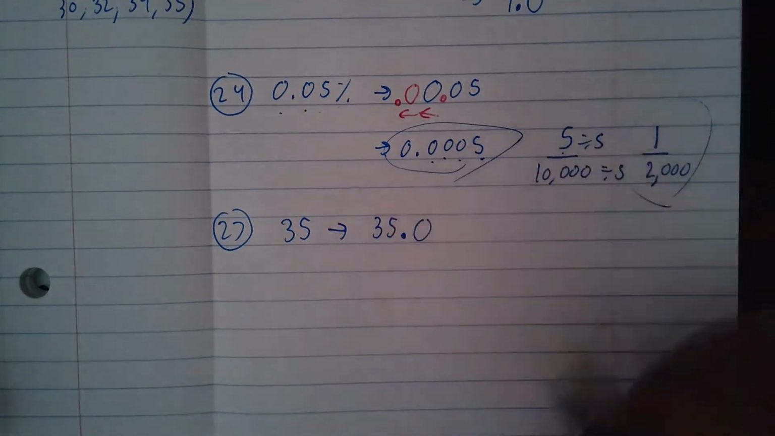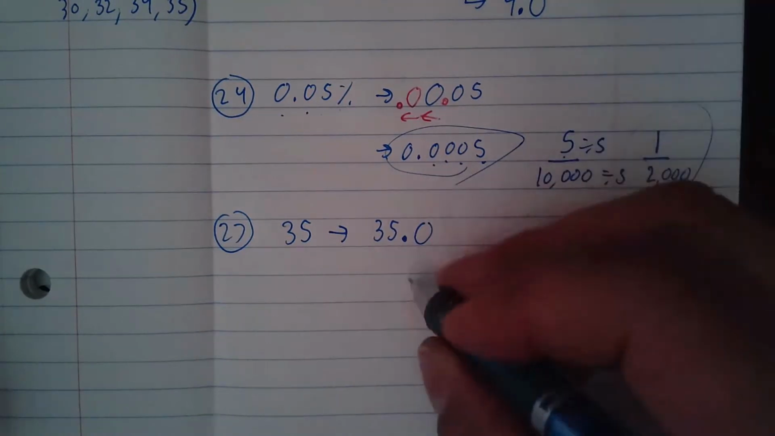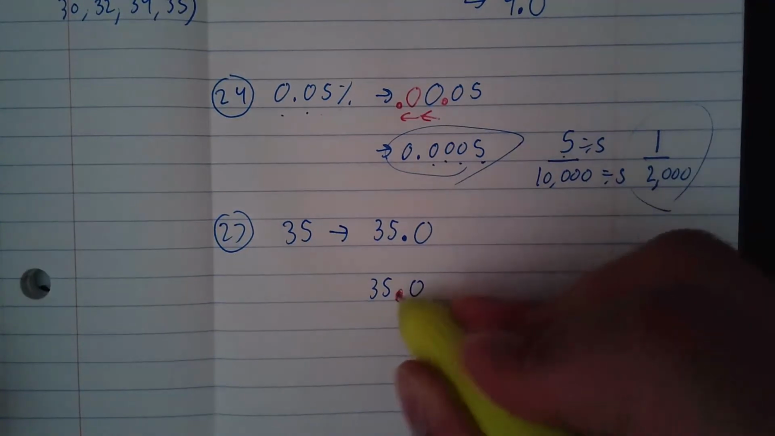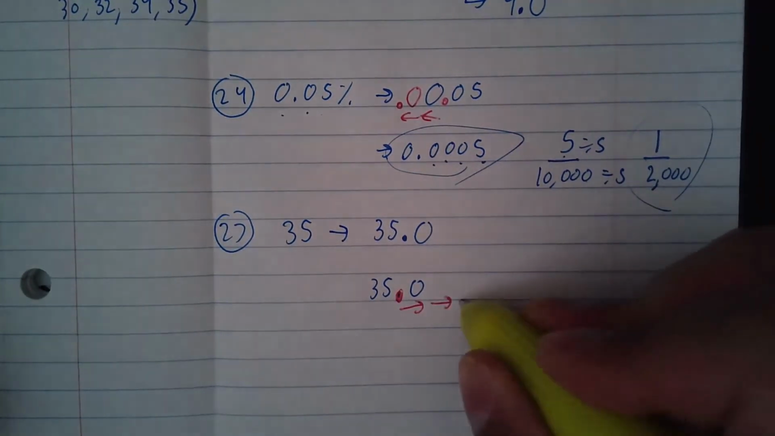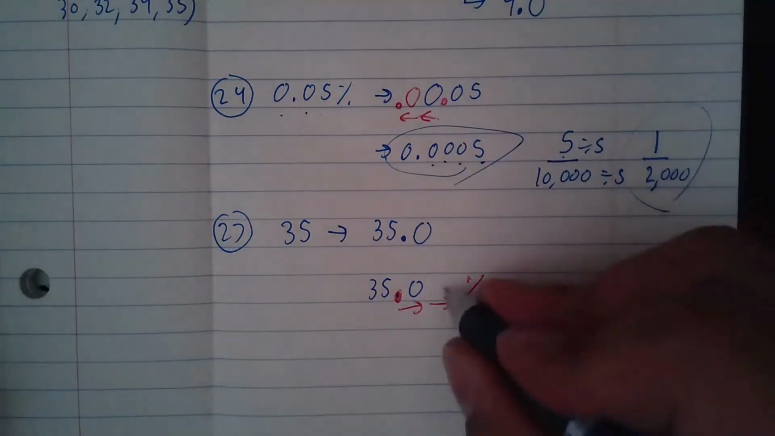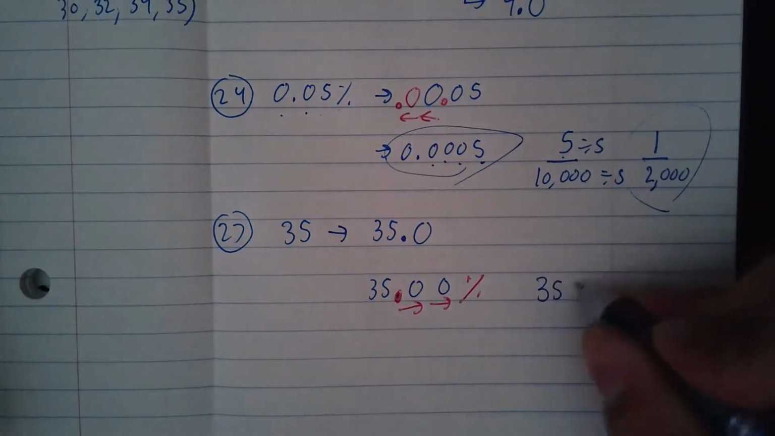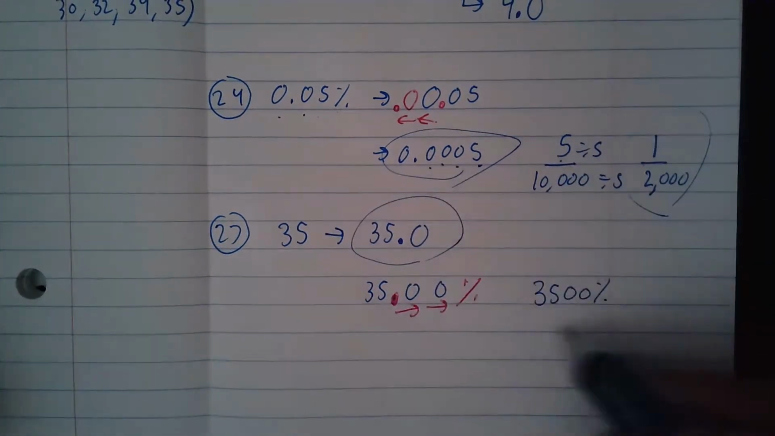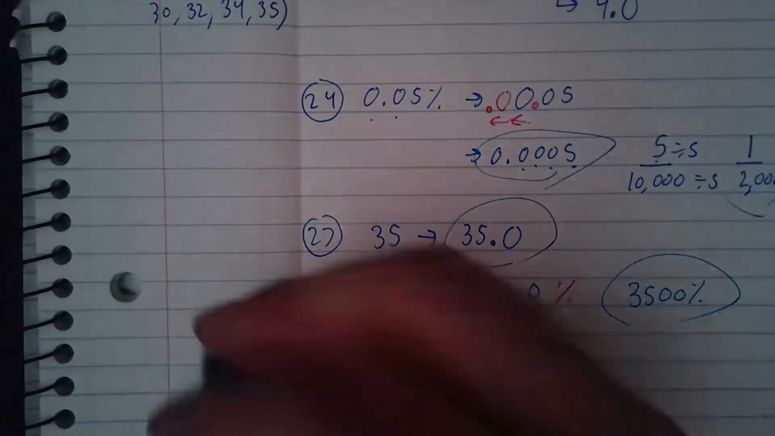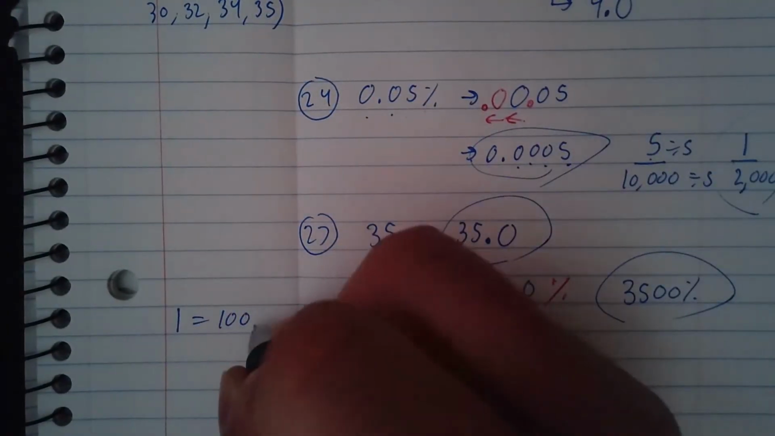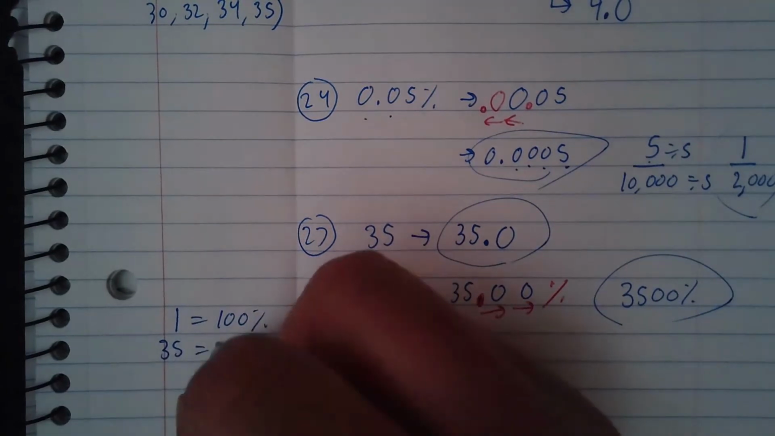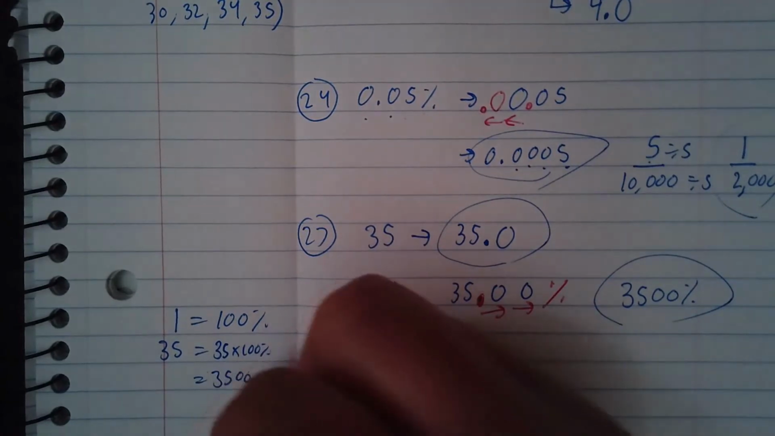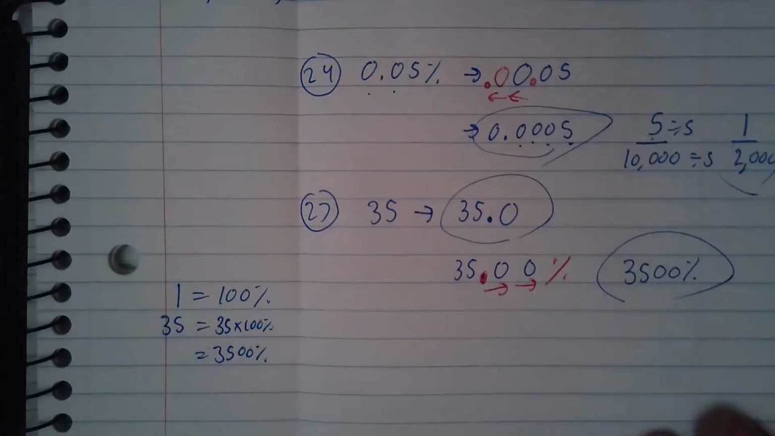Now, we have this, change it to a percent. Well, guess what? 35.0. Move the decimal point to the right 2 spots. Add your percentage symbol. Now you have 3,500%, which should make sense. Why do I say that? If a whole is 100% and you have 35 wholes, that's 35 times 100%. That's 3,500%. Same thing. Okay? That's 27.